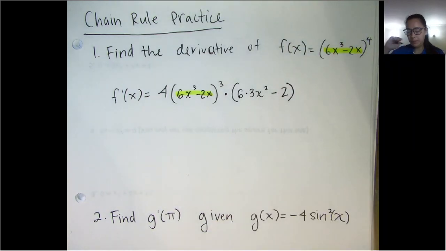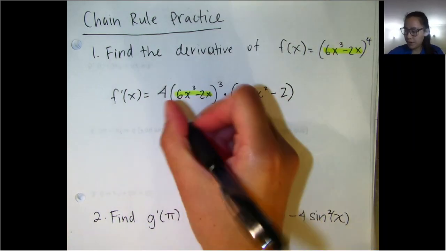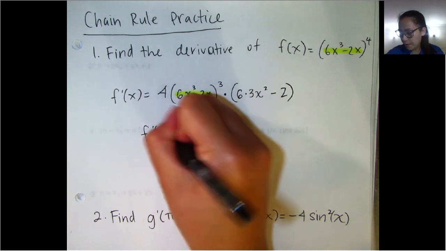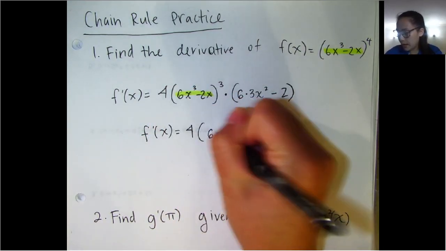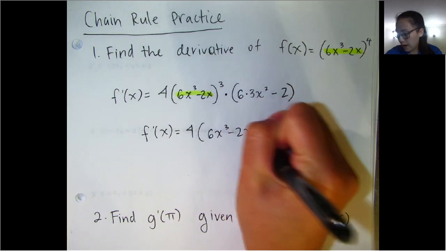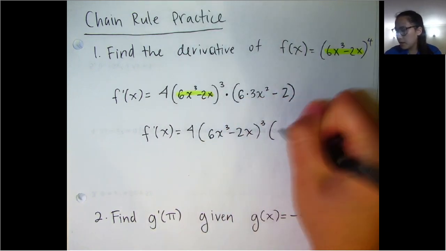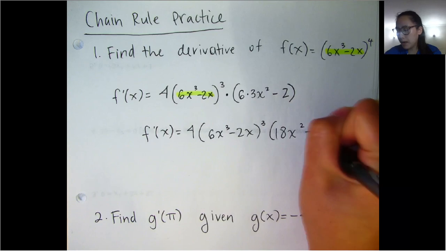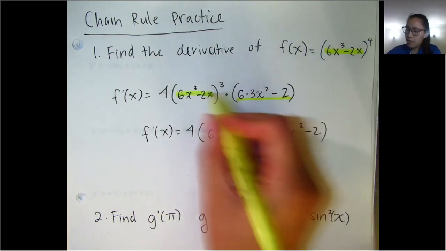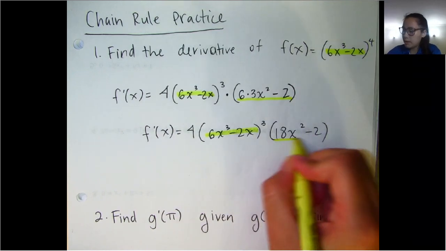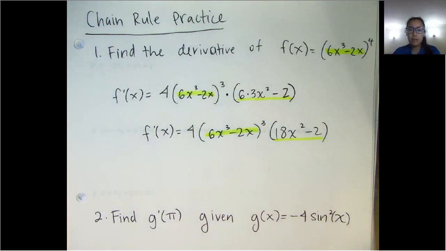Okay, and so we'll go ahead and simplify just a little bit. So we have f prime of x equals 4 times 6x cubed minus 2x, all to the third power, and then times 18x squared minus 2. Just to reiterate, this was the derivative of that inside there. I underline my derivatives and I highlight the originals.